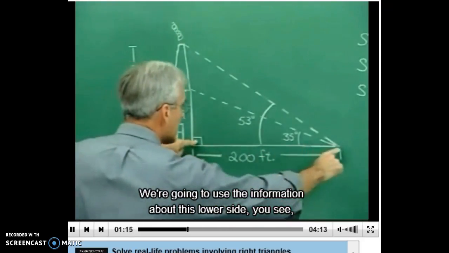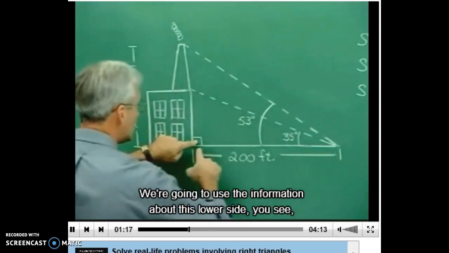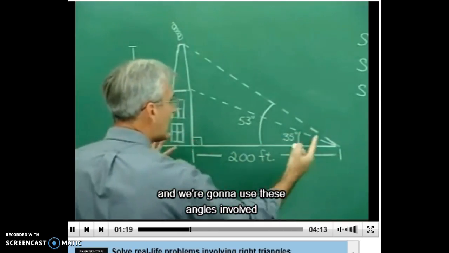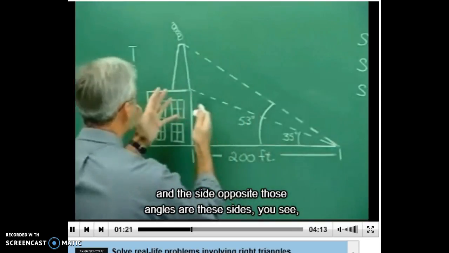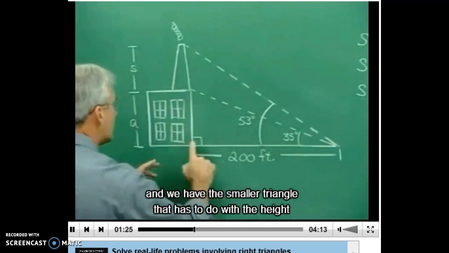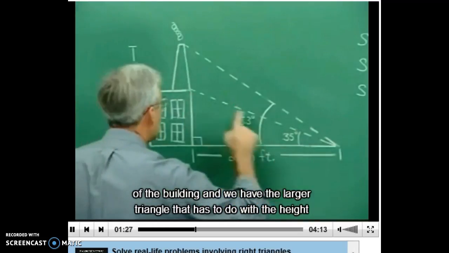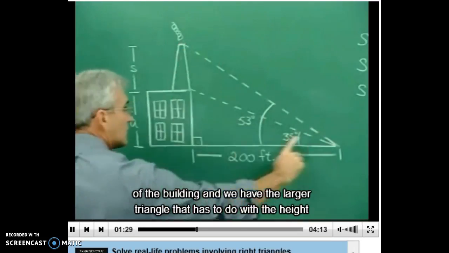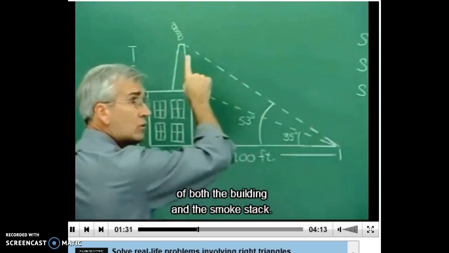We're going to use the information about this lower side, and we're going to use these angles involved. The sides opposite those angles are these sides. We have the smaller triangle that has to do with the height of the building, and we have the larger triangle that has to do with the height of both the building and the smokestack.